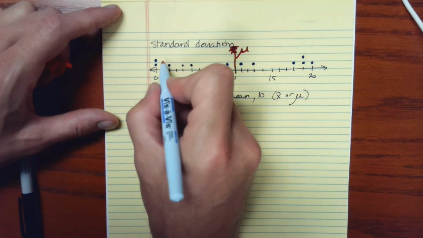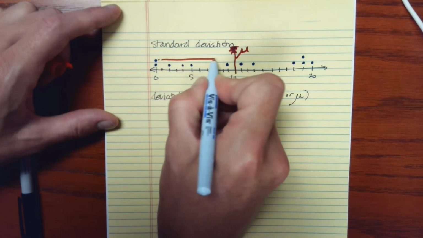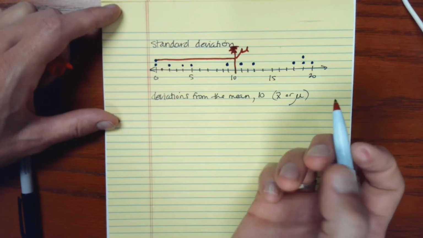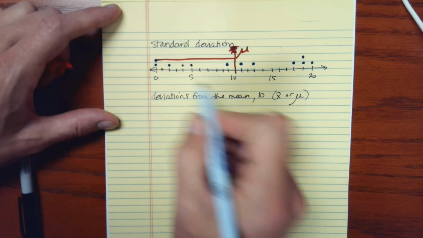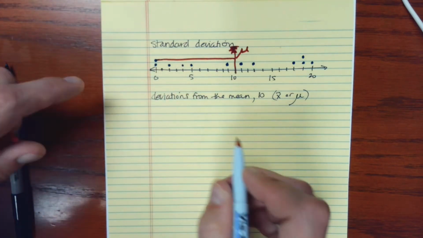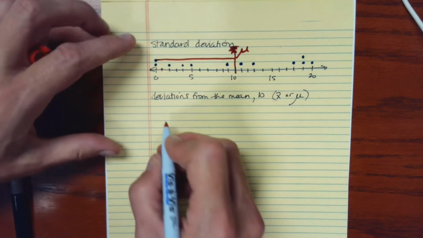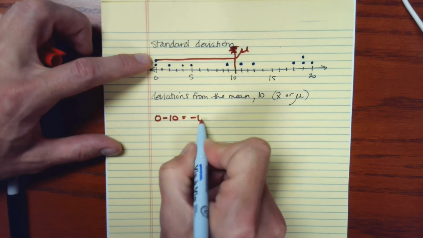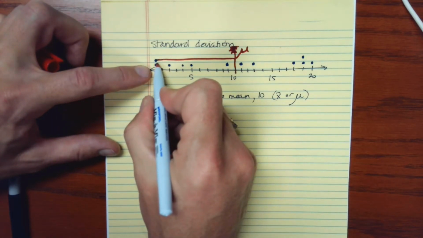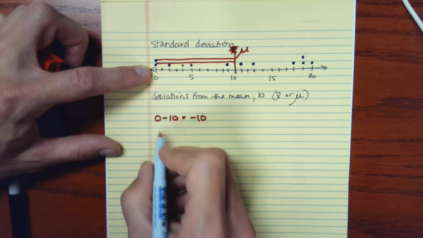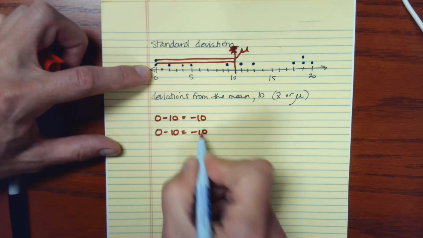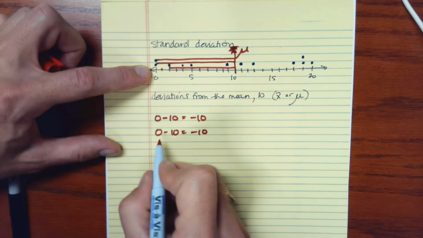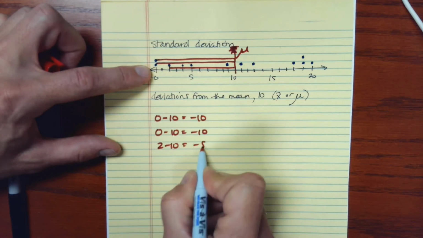So the deviations are the differences from the mean. For instance, for this value down here, 0, when I take my difference, that value minus the mean, 0 minus 10 is negative 10. I would see that again for that second value, 0 minus 10 is negative 10. So that's the deviation for this data point. For this one, which was a value of 2, 2 minus 10 is negative 8.